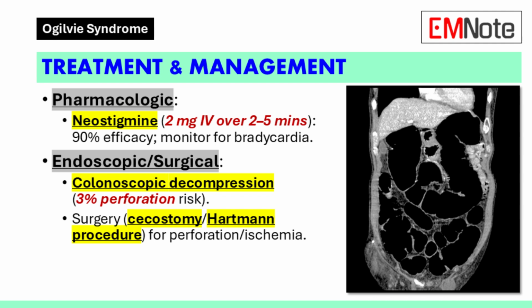A 24-hour neostigmine drip has also been evaluated. After initial response, about 30% are at risk of recurrence. Endoscopic decompression via colonoscopy without gas insufflation is considered for those with contraindications to or failure of pharmacologic therapy. A colonic decompression tube is often placed. There is an approximately 3% risk of iatrogenic perforation.